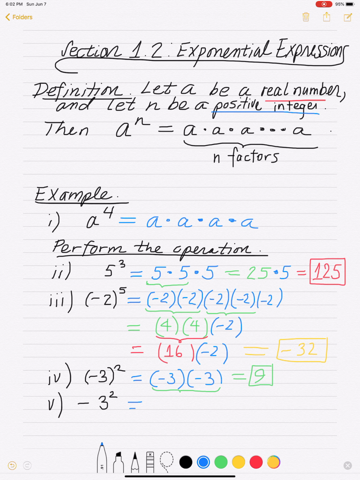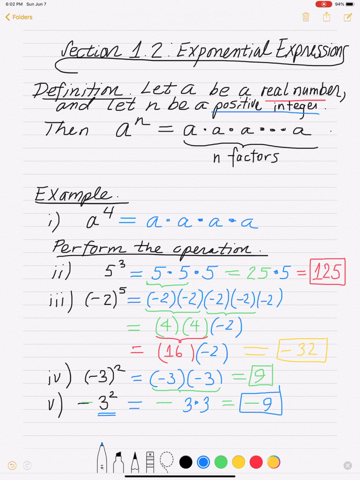Different than number 4. What this means is I'm going to take the negative and copy it down out front. That's my green negative right there. And then I'm going to take 3 squared. What does that mean? 3 times 3. This is a completely different situation than number 4. All this means is you write a negative and then 3 times 3. So this is equal to negative 9, right? 3 times 3 is 9.